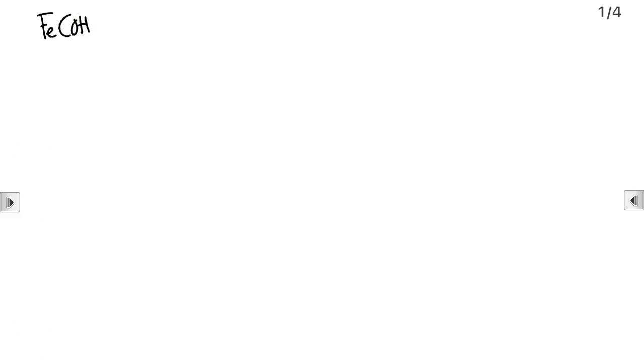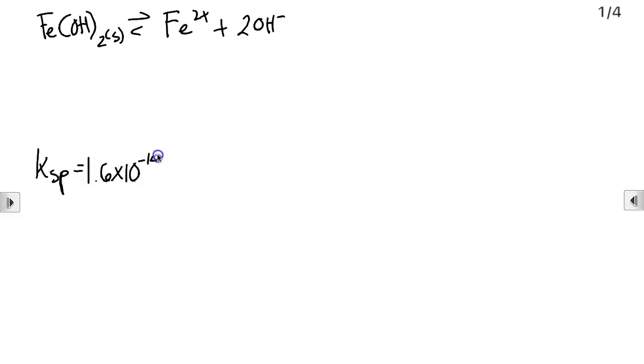So I have iron 2 hydroxide, and that's a solid. Then that's going to give me iron and 2 hydroxide. The KSP for this is 1.6 times 10 to the negative 14. And the KSP expression is just going to be iron times hydroxide squared.